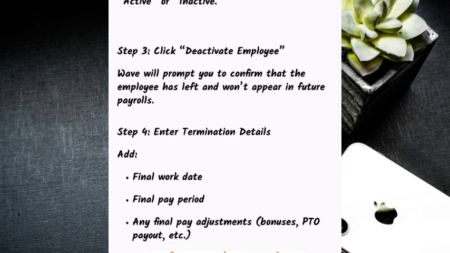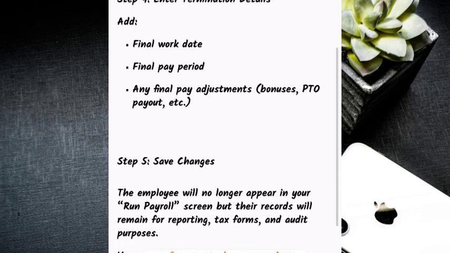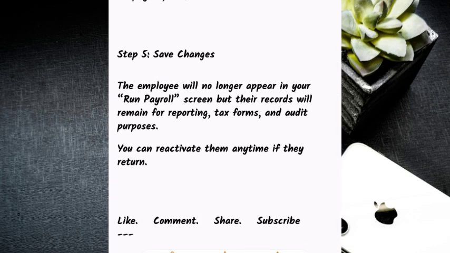You can add final work date, final pay period, any final pay adjustments, that's bonuses, PTO, payouts, etc. Once that's done, step 5, save changes. The employee will no longer appear in your run payroll screen, but the records will remain for reporting, tax forms, and audit purposes. You can always reactivate them anytime if they return.